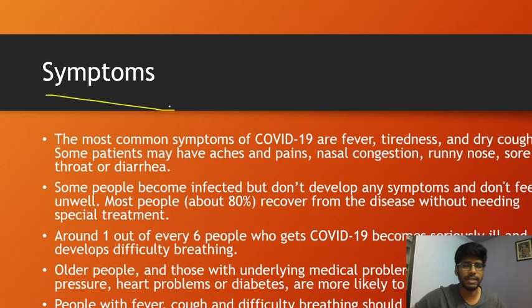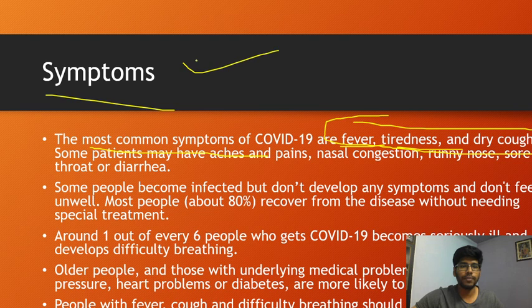What are the different symptoms? When it comes to the different symptoms, the most common symptoms are fever, tiredness and dry cough, right? These are the common symptoms of corona. And there are a few people who may experience aches and pains.